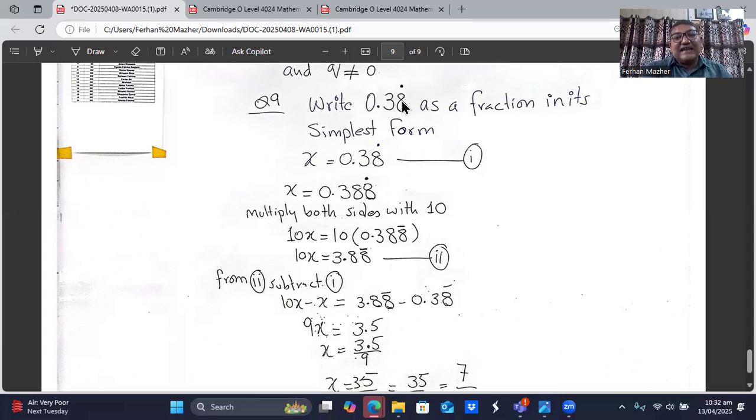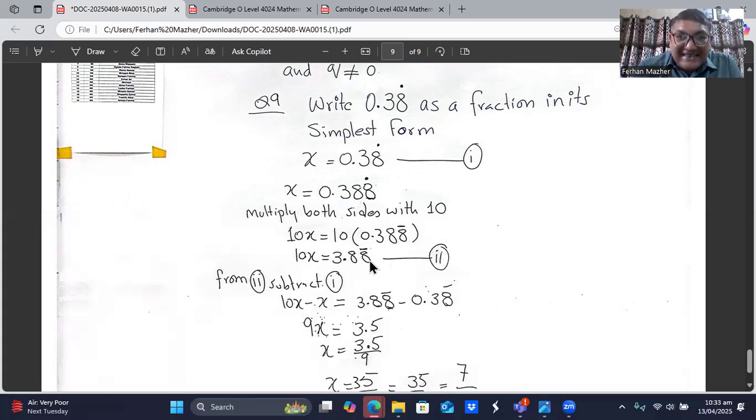This is on the second decimal place, so I will multiply this by 10 or 100 or 1000 in such a way that this 8 bar also comes on the second decimal place. So I am going to multiply by 10 on both sides. You will have 10x equals 10 times 0.388 bar. So it will become 10x equals 3.8, and on the next 8 we have this bar.